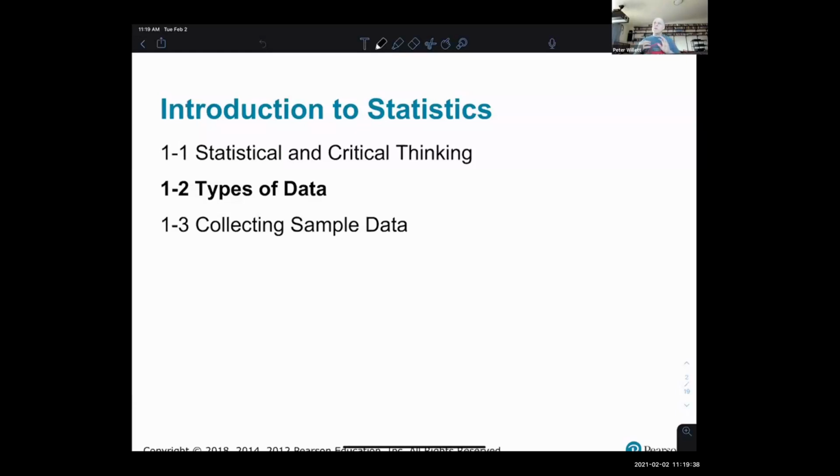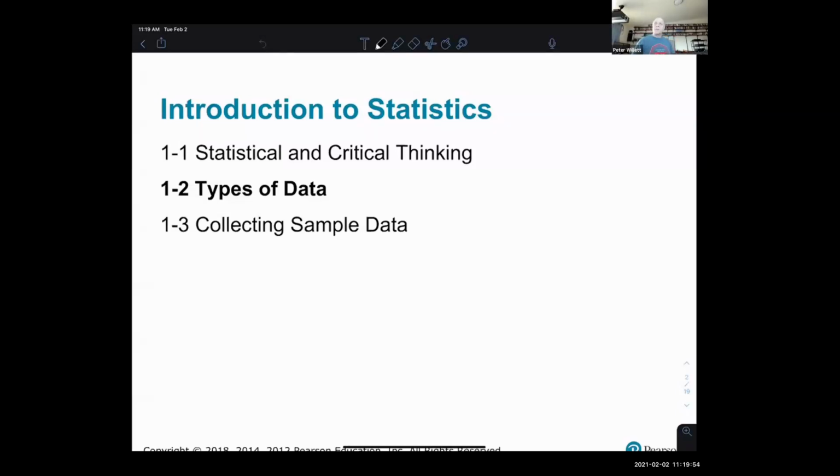To look at this more carefully in section 1.2, we're going to look at the types of data. So there's the overall big picture of what we're trying to accomplish, but then we're going to zoom in and just focus on what does data look like? What are the different kinds of data that you can collect?